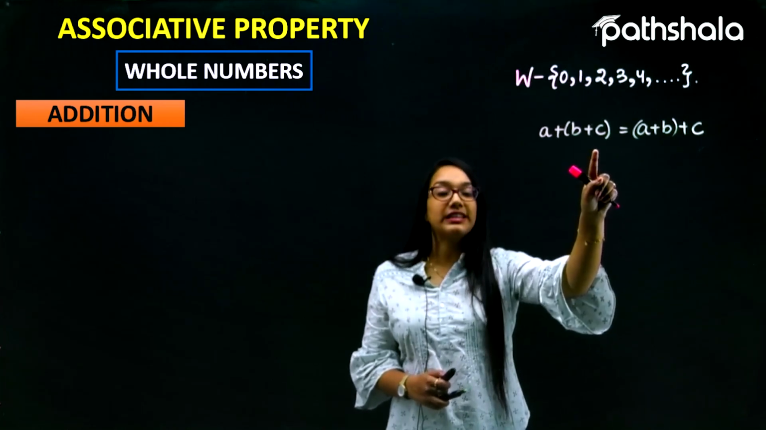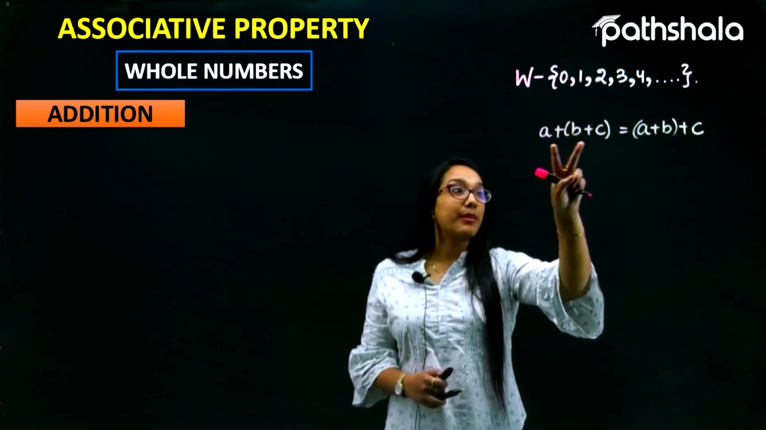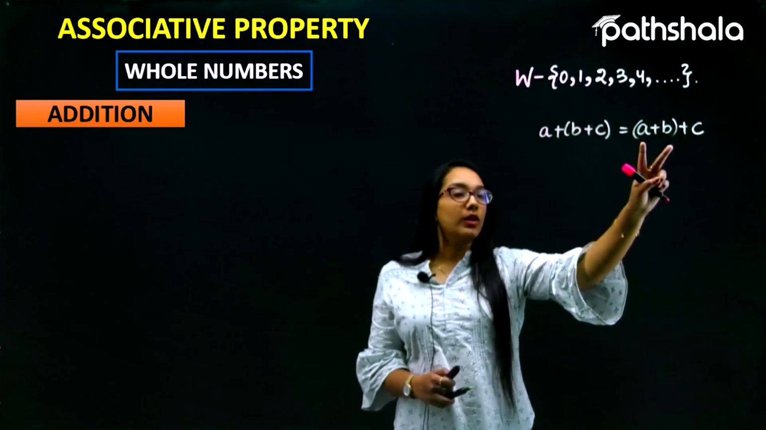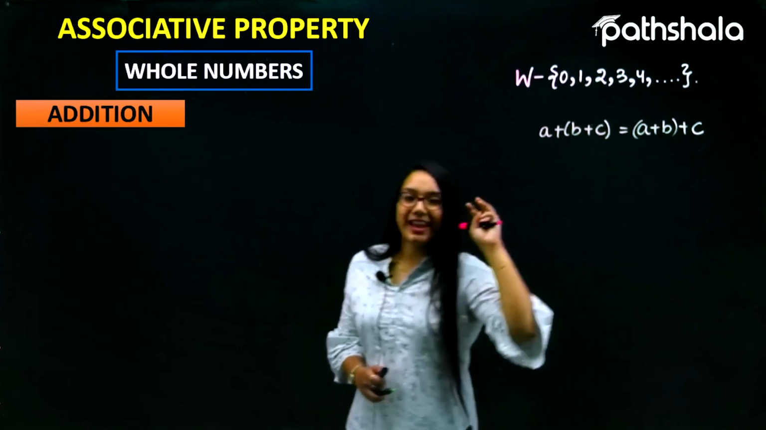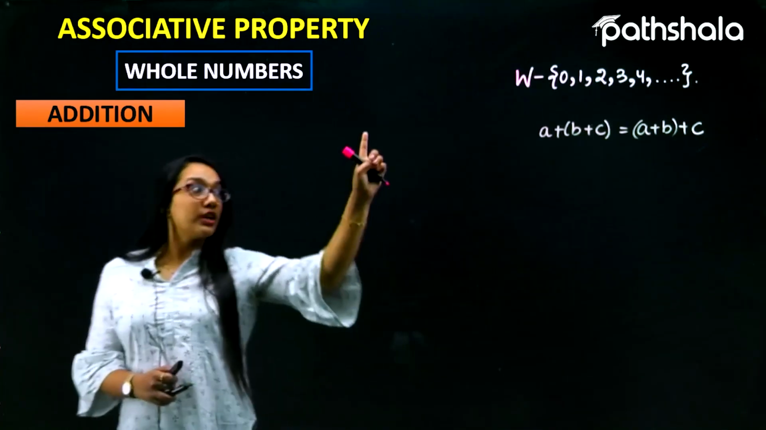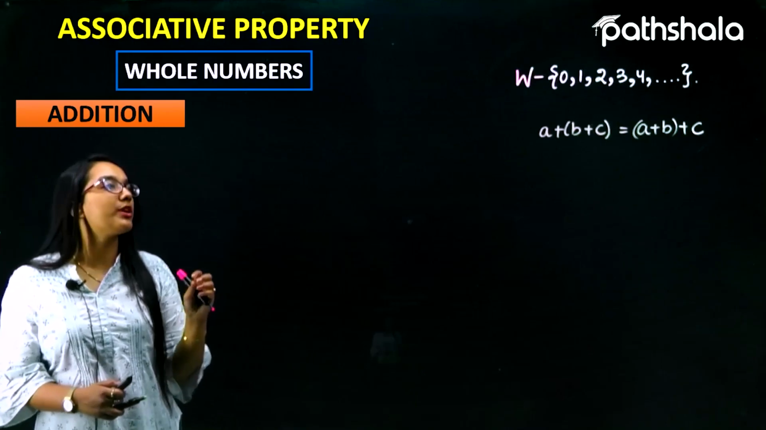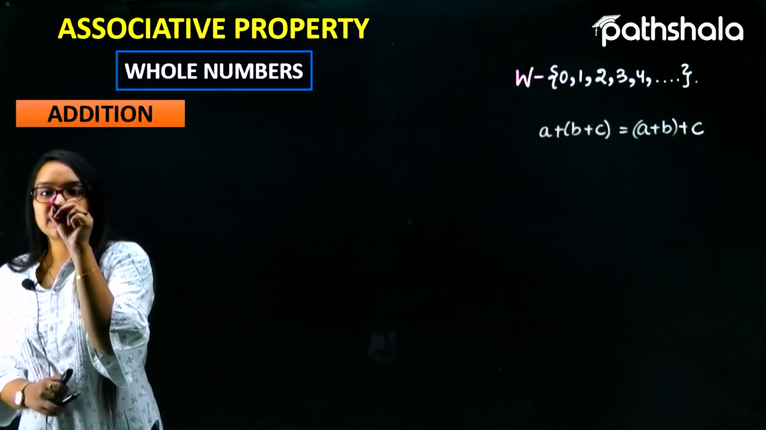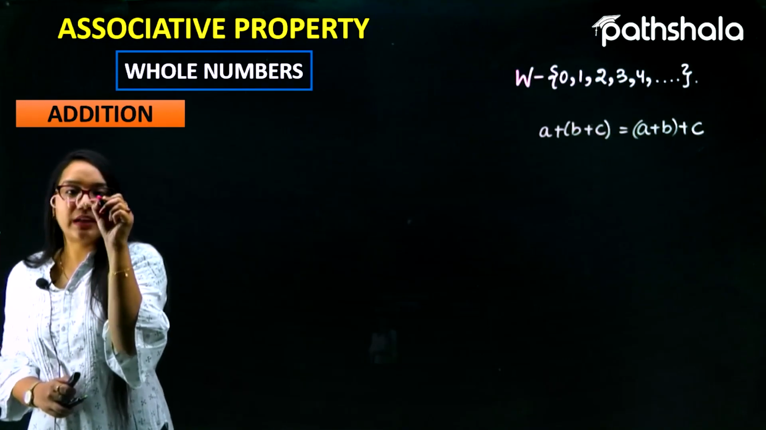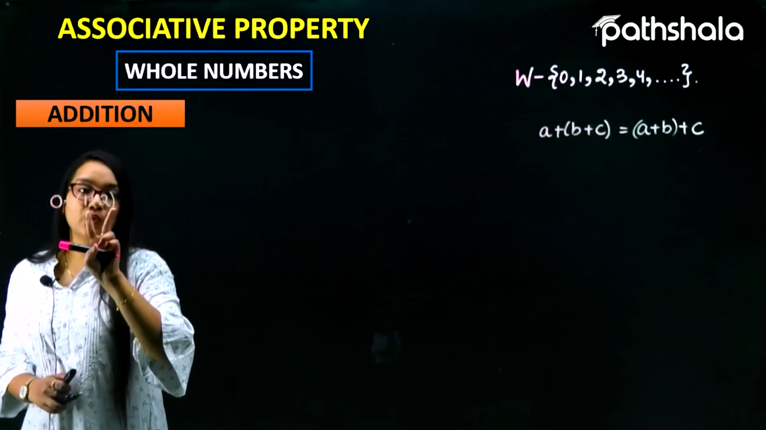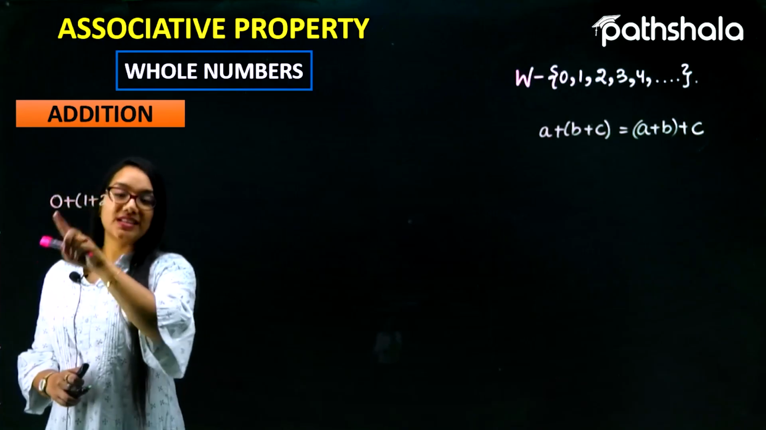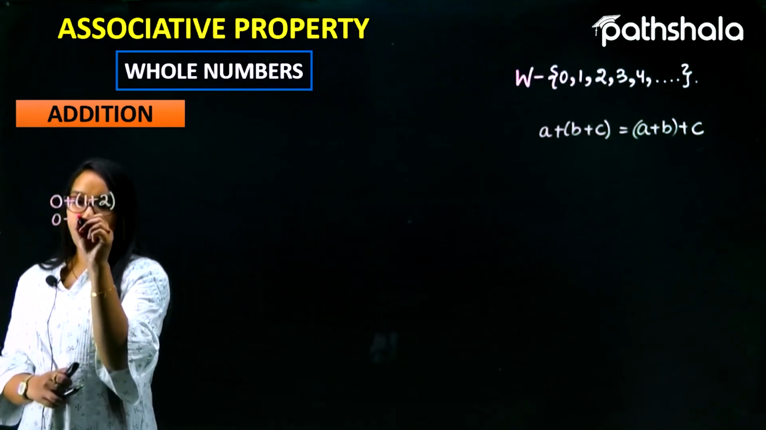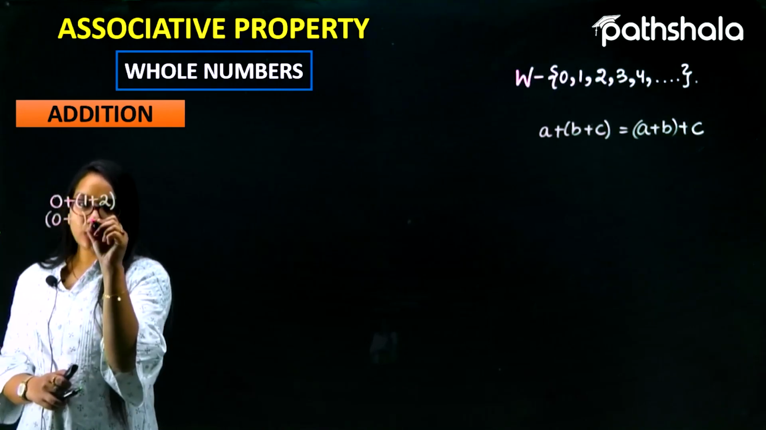We are taking any three whole numbers A, B and C and adding them, and we'll see whether they are equal or not. Let us suppose I'm taking any three whole numbers out of the collection, say 0, 1 and 2. For the first case, I'm adding them with 1 and 2 in the bracket and 0 outside. For the second case, I am taking 0 and 1 in the bracket and 2 outside.